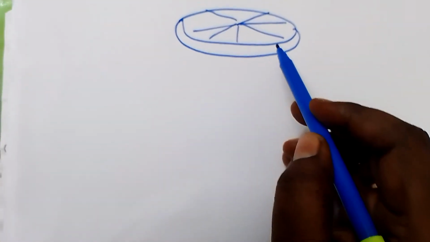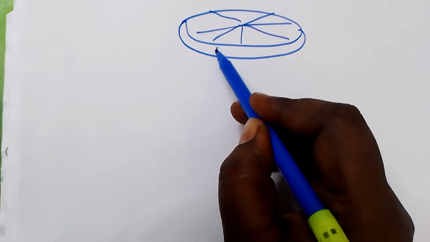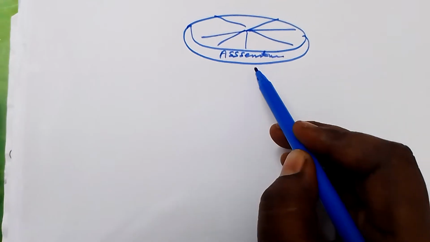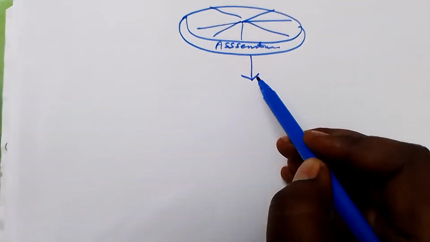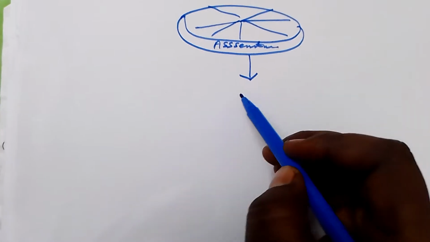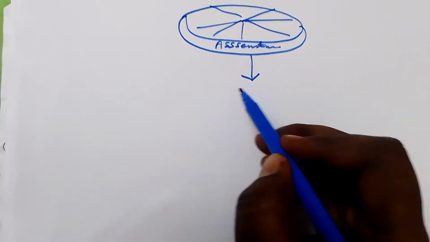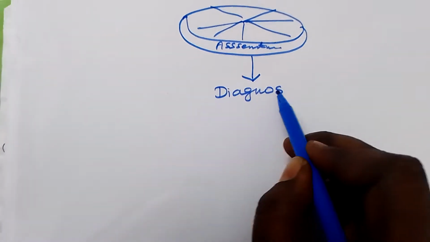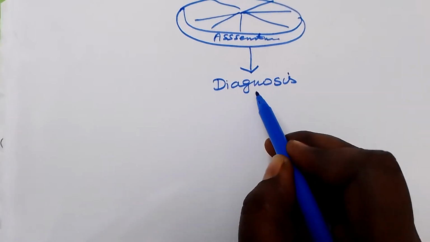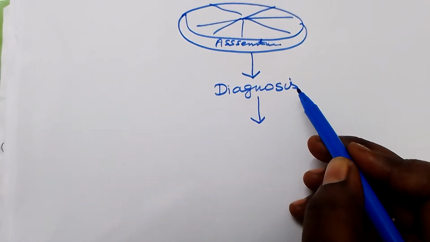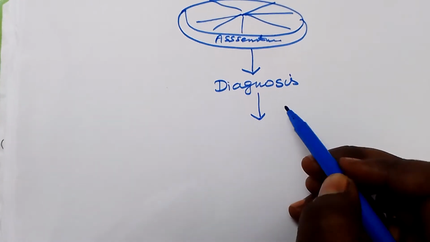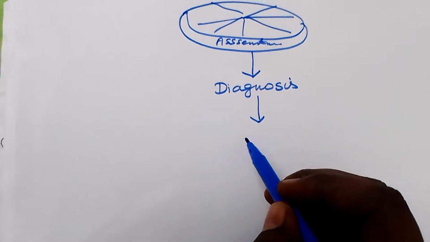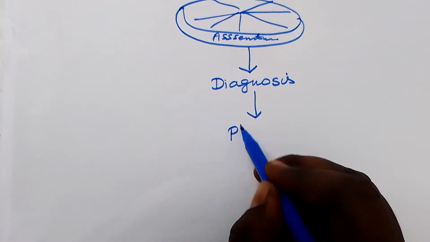As a community health nurse, you have to assess the system, isn't it? It is called assessment. Once you assess, what will you be doing? You will be able to diagnose. So, diagnosis. Once you diagnose, you will identify what all the community problems are and understand the things involved. So, assessment, diagnosis, then planning.